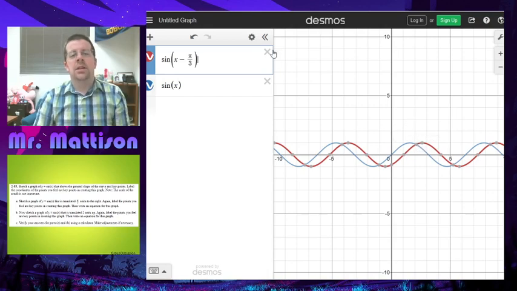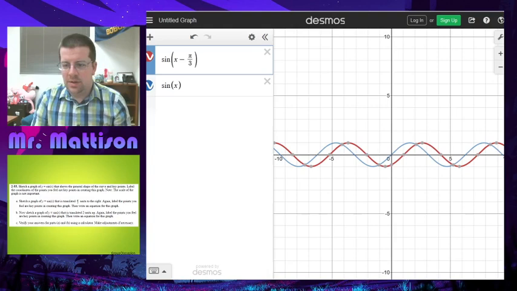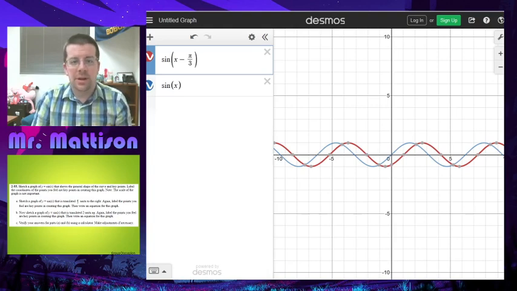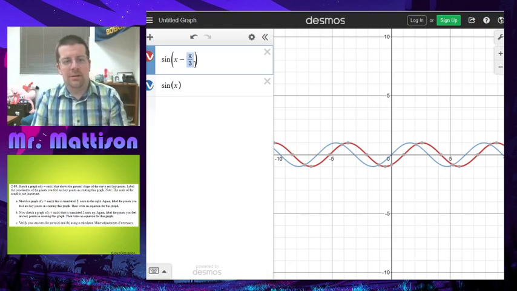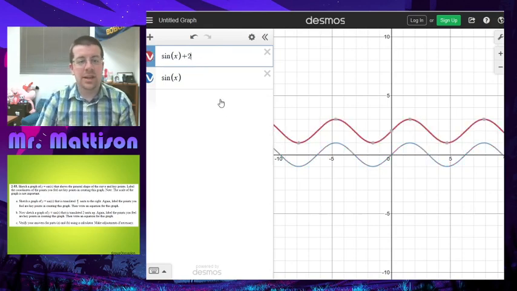Then, what if I want to move it 2 units up? So instead of right, I want to move it 2 units up. I would put that plus 2 on the end there. Now everything here is vertically moved up by 2.